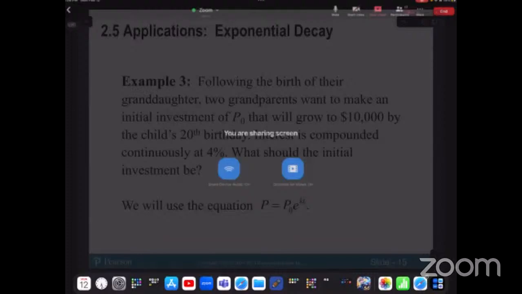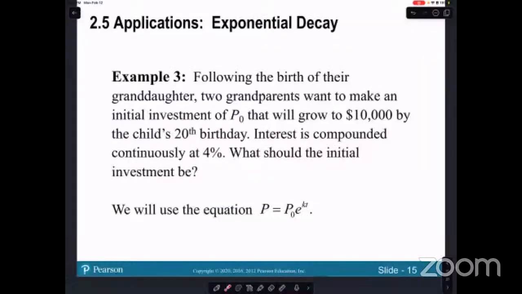So let's try this example. Following the birth of their granddaughter, two grandparents want to make an initial investment of P0 that will grow to $10,000 by the child's 20th birthday. Interest is compounded continuously at 4%. That's a decent rate. What should the initial investment be?